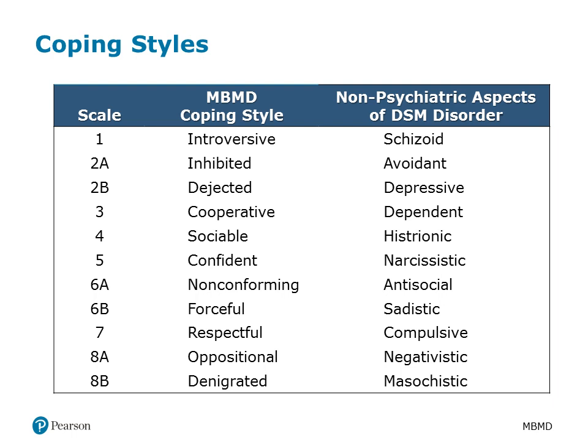The scales correspond, as you can see, to Axis 2 personality disorders, including those that have been added most recently to Millon's classification system. In naming the MBMD scales, we used adjectives that reflect how the patient is likely to come across to healthcare providers, stressing the interpersonal qualities. As such, the names of the 11 style scales are things like introversive, inhibited, dejected, cooperative, sociable, and so on.